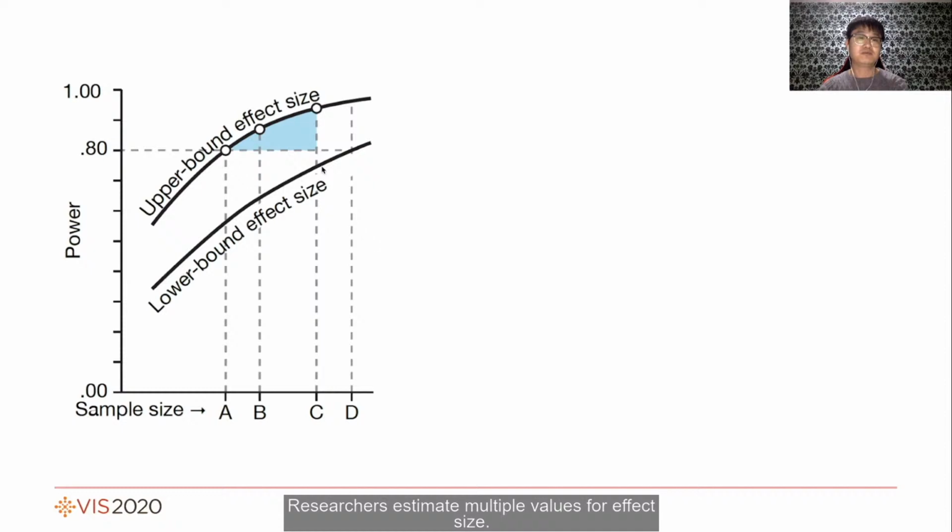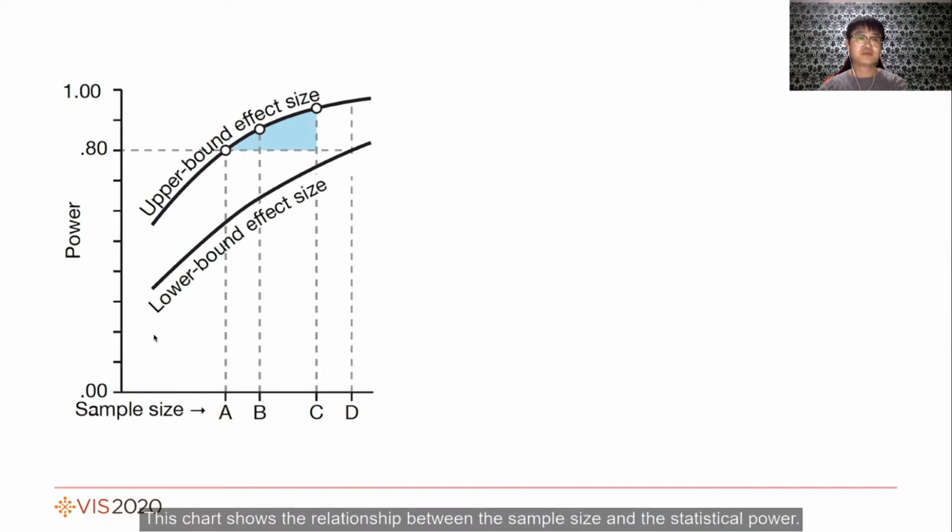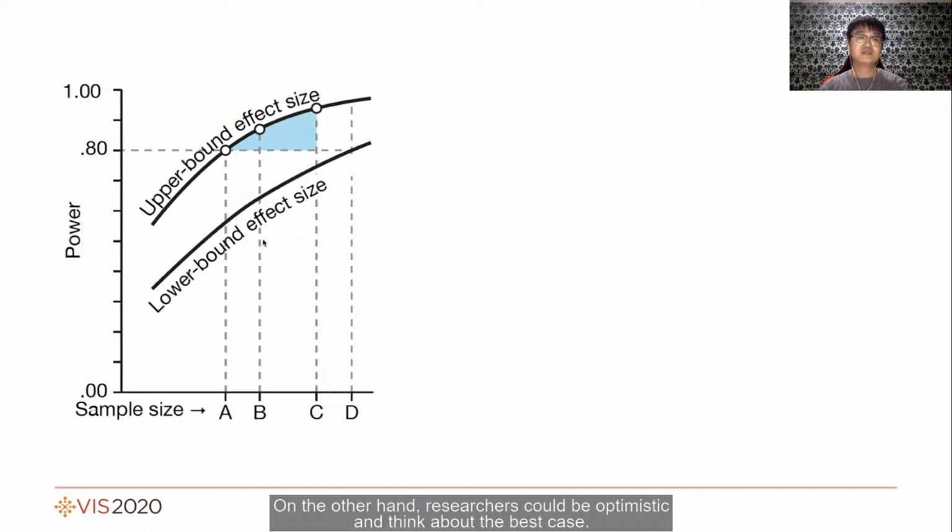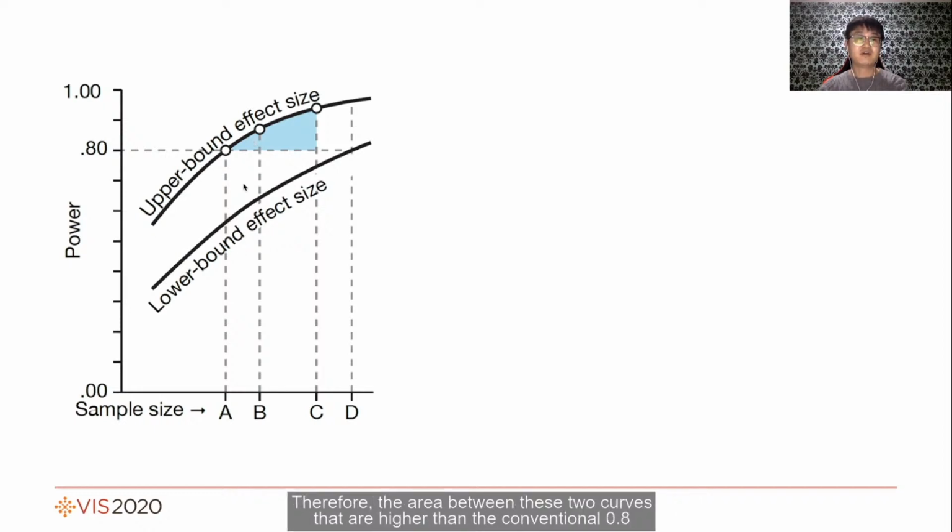Researchers estimated multiple values for effect size. This chart shows the relationship between the sample size and the statistical power. One could be a lower bound representing a minimum effect that has practical significance. The effects below the lower bound are too small to be practically meaningful. On the other hand, researchers could be optimistic and think about the best case. Therefore, the area between these 2 curves, where power is higher than the conventional 0.8, could be explored.